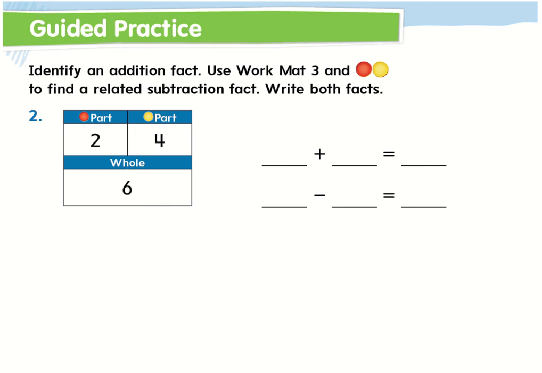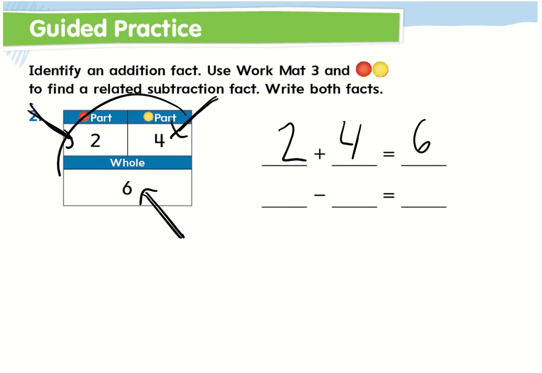Let's do one more. I know that I have my part, part, whole. So part on the top, whole on the bottom. So with addition, I take the 2 parts and I put them together. So I've got 2 plus 4 equals 6. I know that because I've already solved my problem on this side over here.